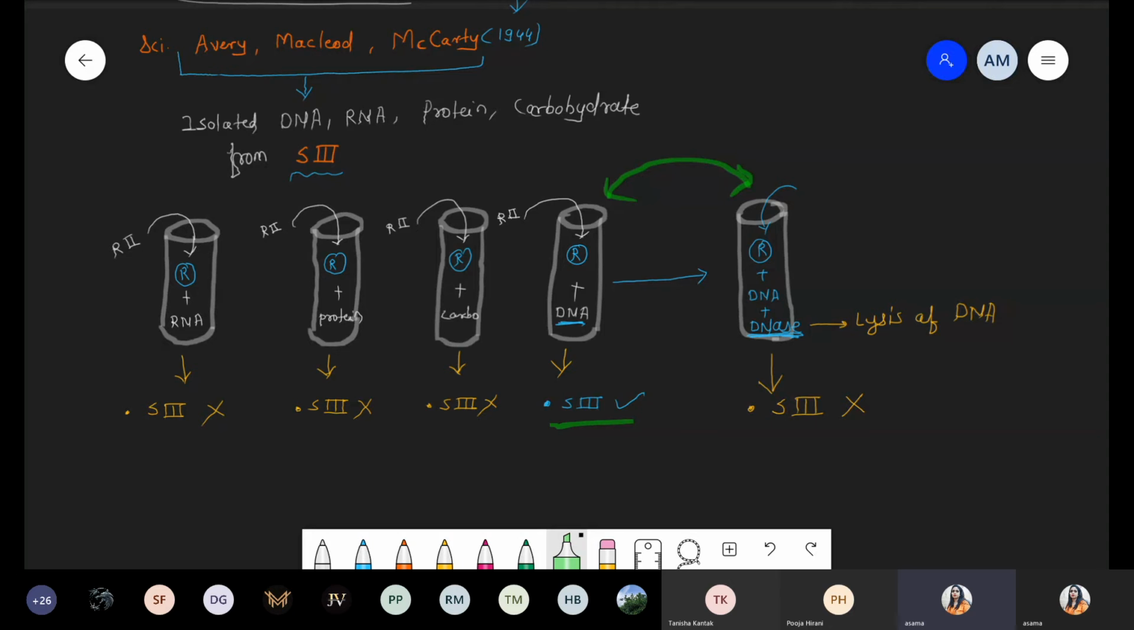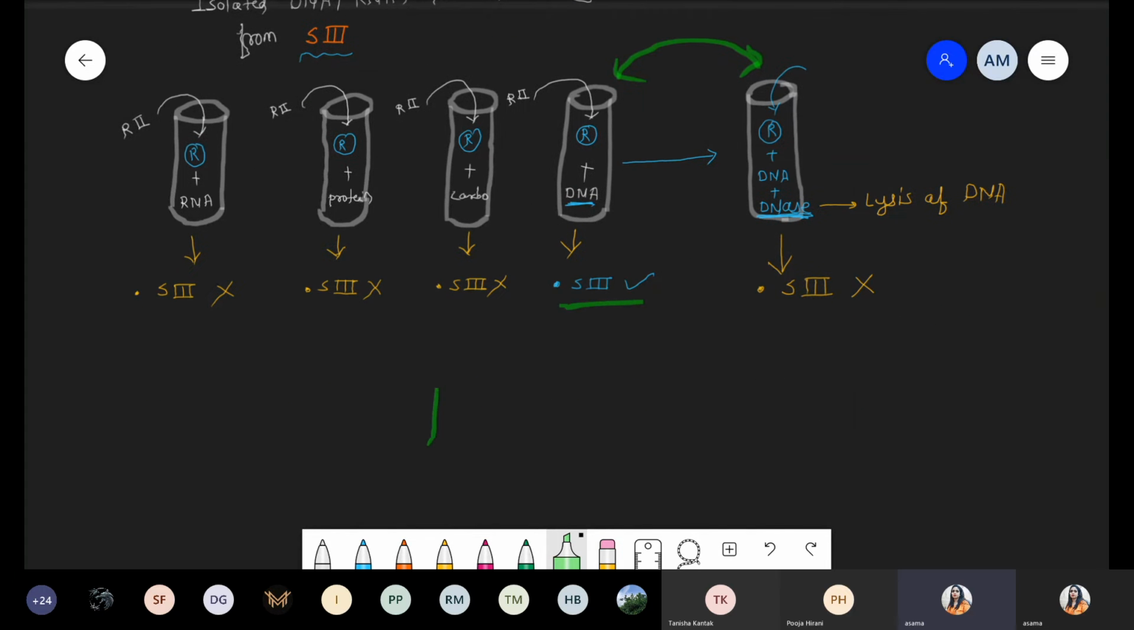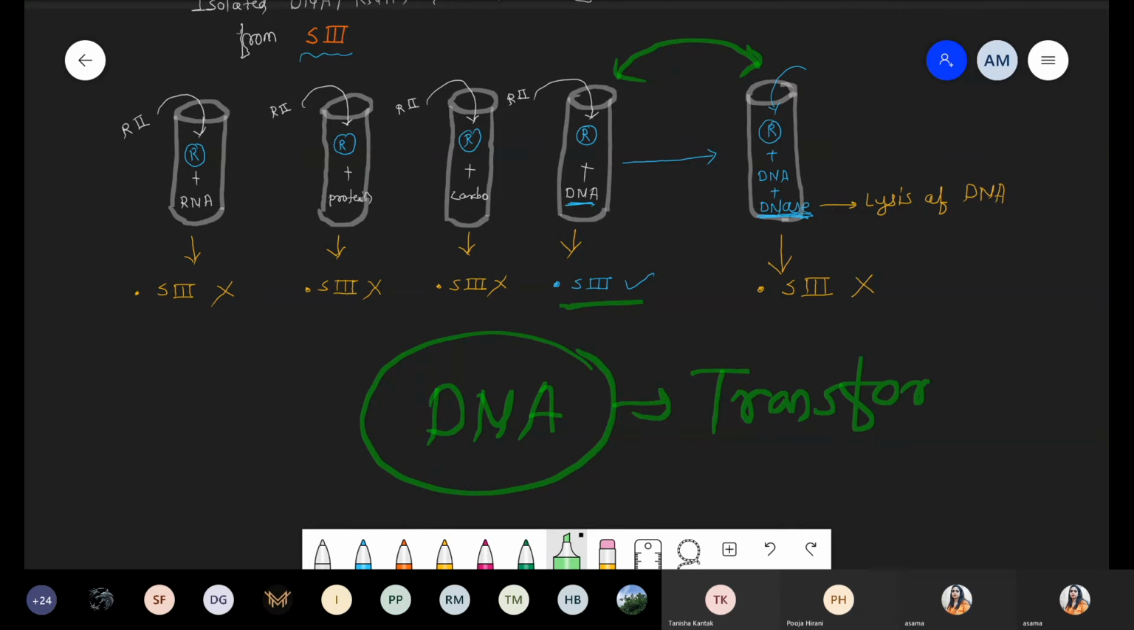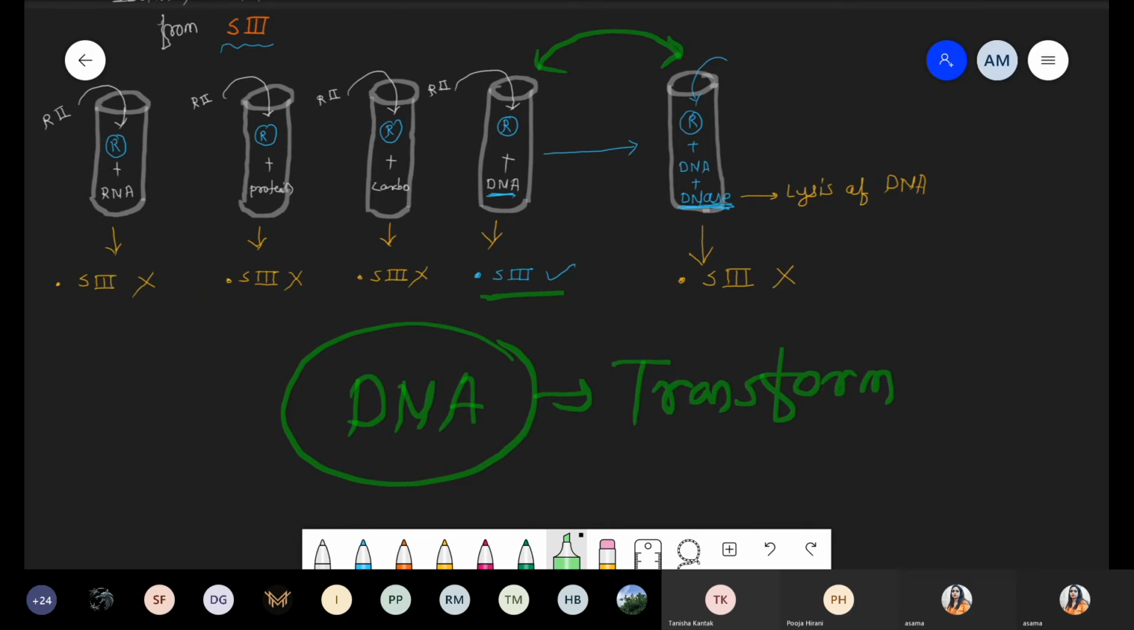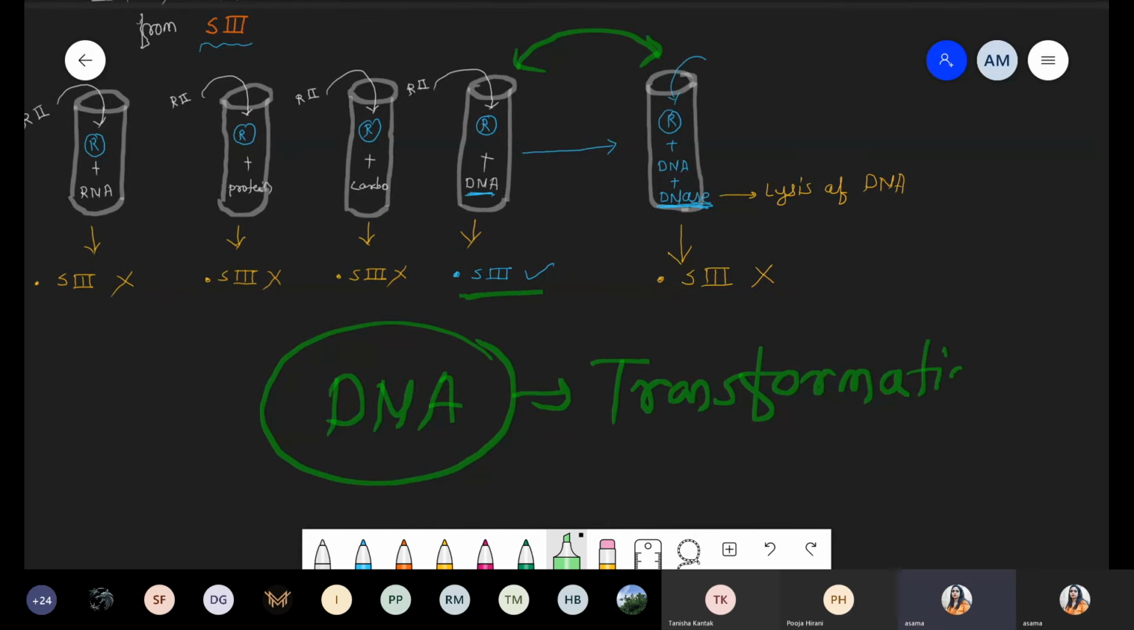So for the first time, three scientists, Avery, MacLeod and McCarty, explained the biochemical characterization which occurred during the transformation, and that biomolecule is nothing but DNA, which is involved in the process of transformation. Got it?